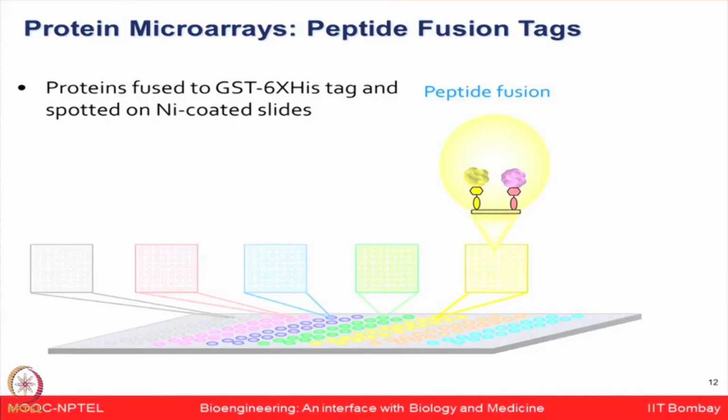Additionally, if you have identified some peptide sequences, let us say we have done the mass spectrometry experiments in the previous lectures, and now you have identified some peptides of your interest, which you want to now further confirm and validate. Then those could be synthesized artificially. One could make those peptide fusions and then print those on the array surface, and then screen those in the array format.